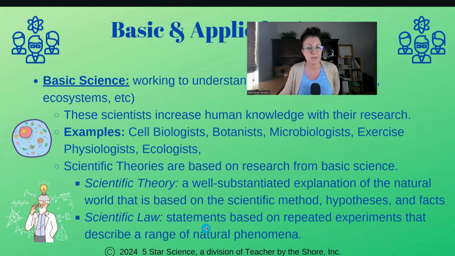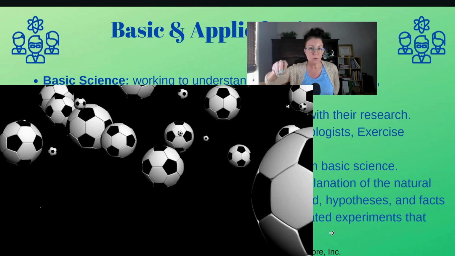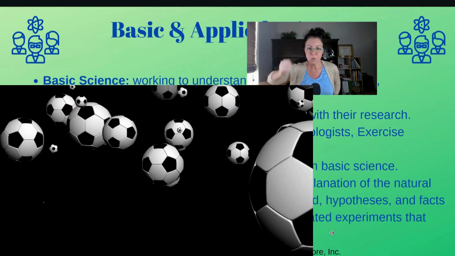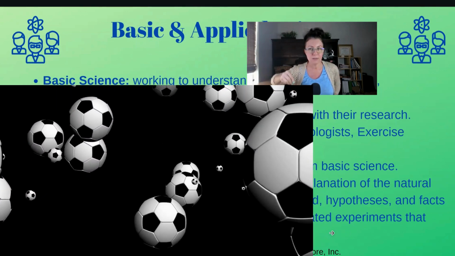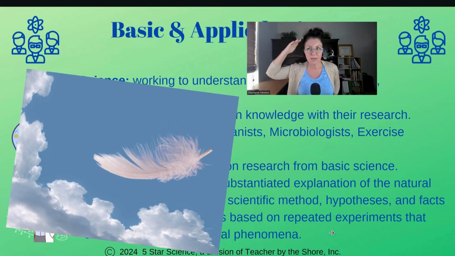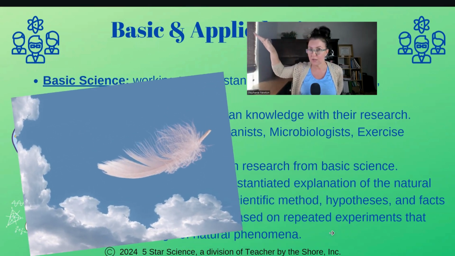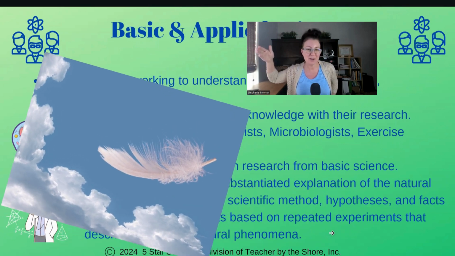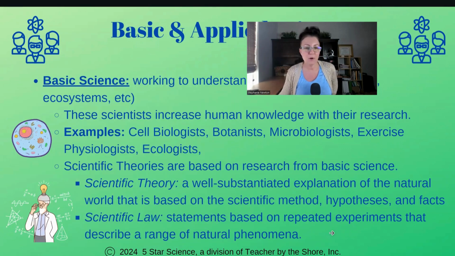Now, how is that different from a scientific law? A scientific law is a statement based on repeated experiments that describe a range of natural phenomenon. So repeated experiments, in other words, they have literally found this to be a law, such as gravity. What goes up will come down, unless it's a feather and it flies away in the wind, but it's eventually going to come down, right? So that's how gravity works. That's a law. It's not a theory. A theory is a little bit less tested.